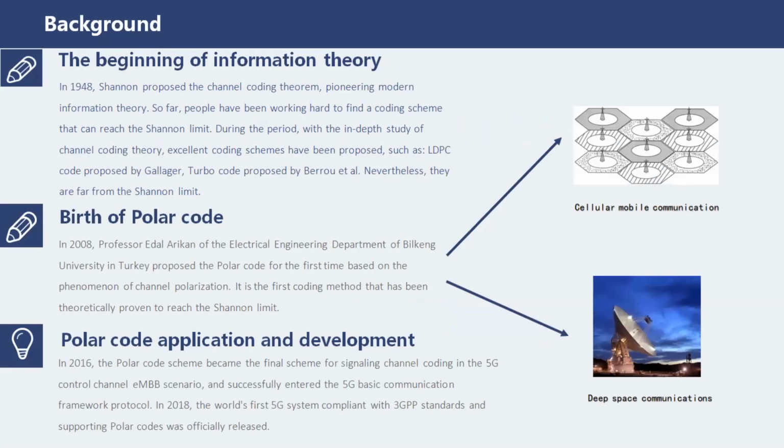So first of all, the background, the beginning of the information theory. In 1948, Shannon proposed the channel coding theorem, a pioneering work of modern information theory. So far, people have been working hard to find a coding scheme that can reach the channel limit. During this period, with the in-depth study of channel coding theory, excellent codes have been proposed, like LDPC code, turbo code, and so on, but none of them can reach the channel limit.